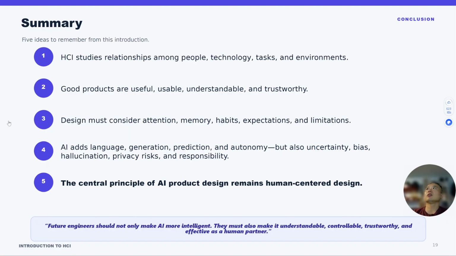Summary. There are five ideas you can remember from this introduction. The first one, HCI studies relationships among people, technology, tasks, and environments, or you can say context. Second, good products are useful, usable, understandable, and trustworthy. Third, design must consider attention, memory, habits, expectations, and limitations.